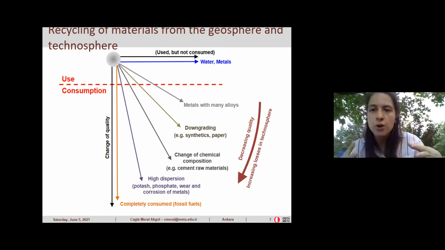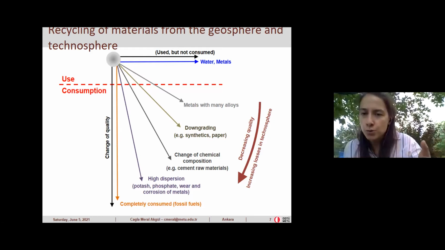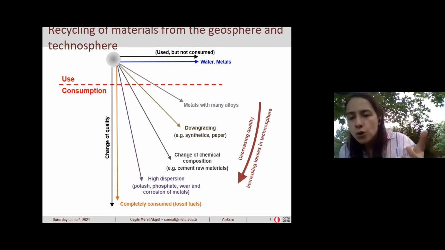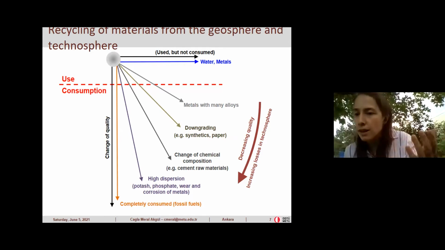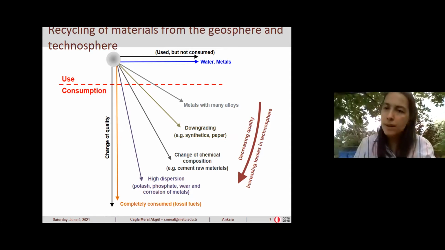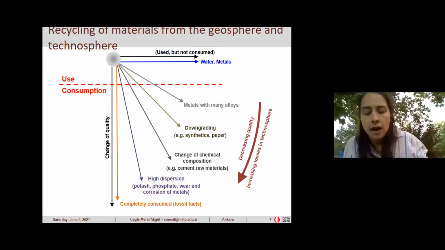Consume means you basically completely lose it somehow. So think about materials that you use, but they are not consumed. For example, water. Water, you can reuse it. Or metals, you can actually recycle them without losing any quality. You melt them and you can reuse them very efficiently. So you don't lose any quality.